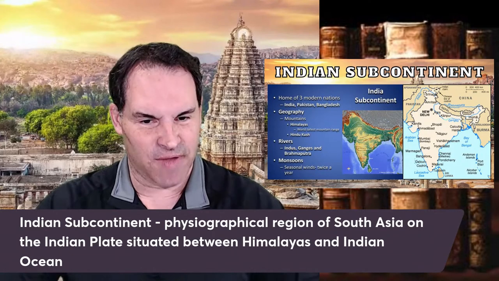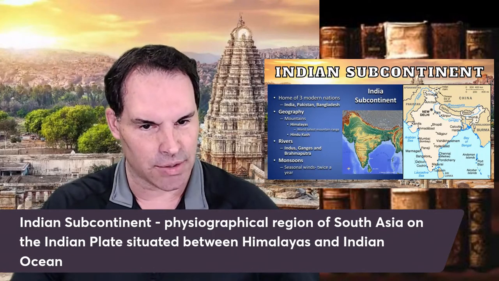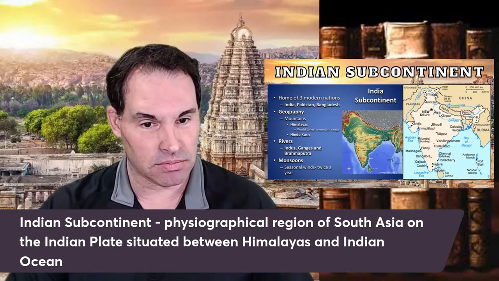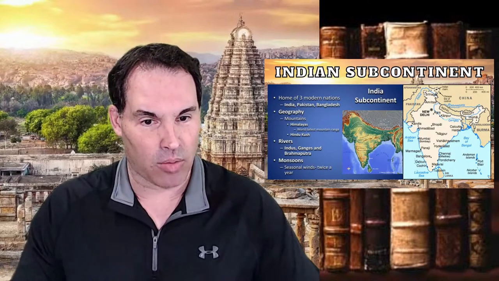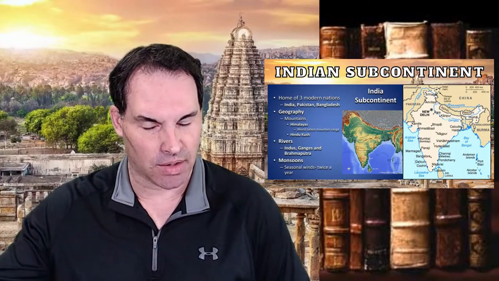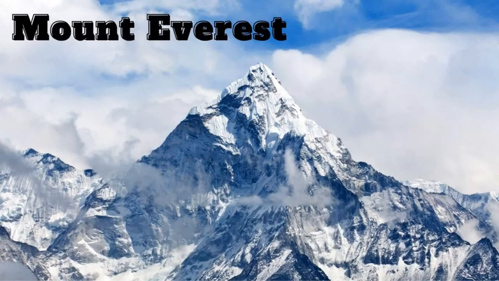So it's a physiographical region that's separated from the rest of Asia, especially by the mountains above it. The mountains were important; they allowed India to become a separate culture compared to the rest of Asia. And the Himalayas, which you see in that image, are some of the tallest mountains in the world. Mount Everest, of course, in that region, is the tallest mountain in the world.